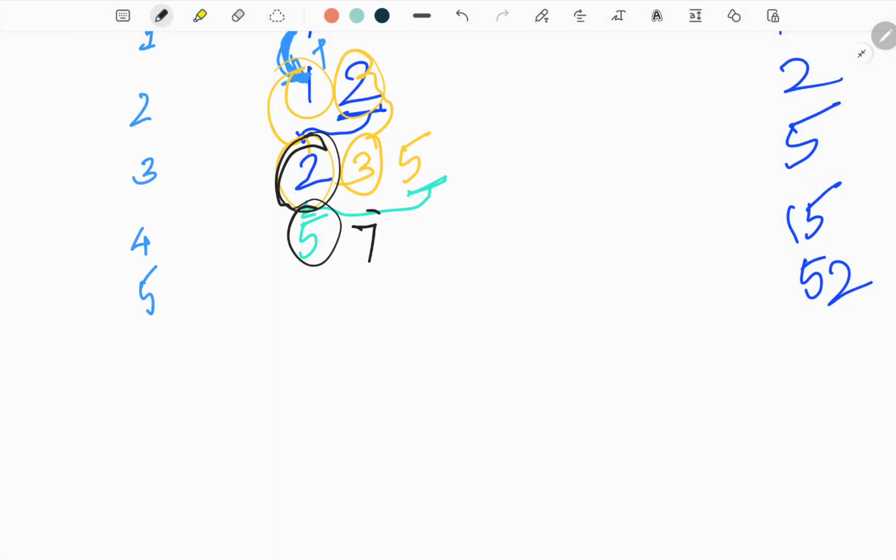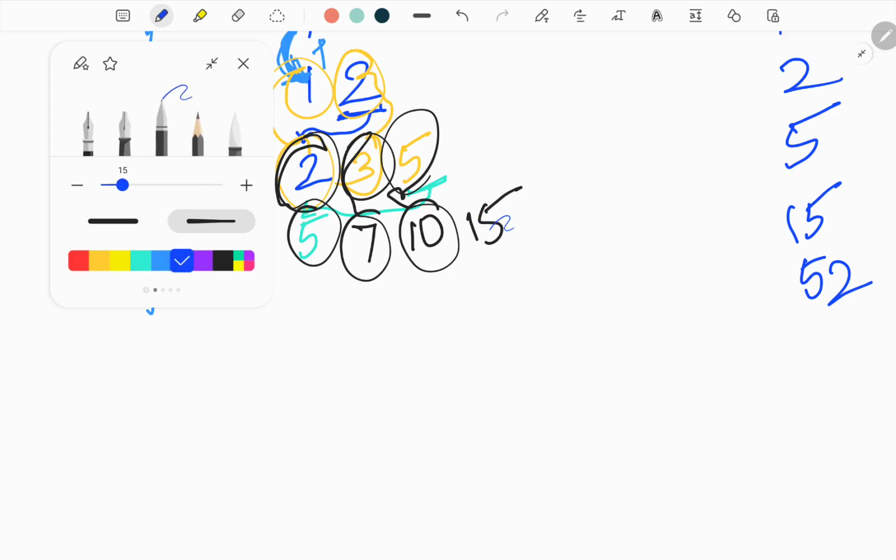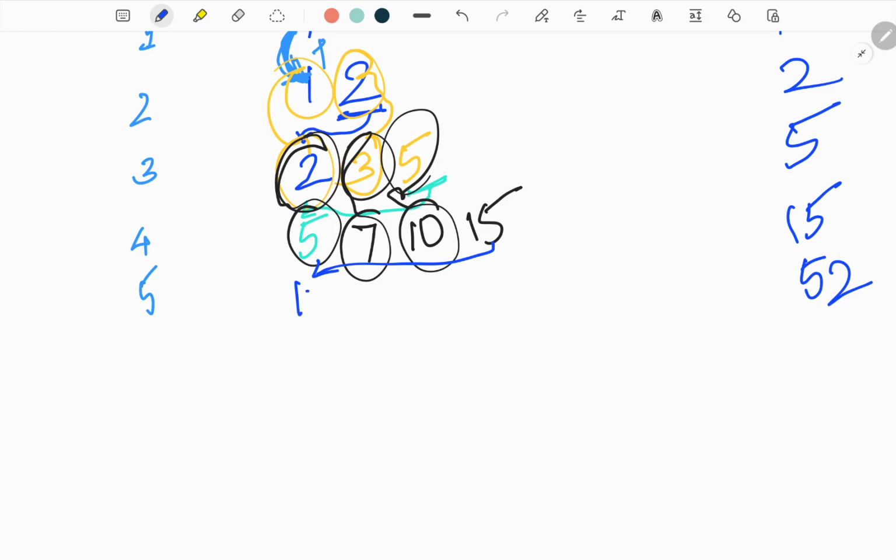5 plus 2 is 7. Then 7 plus 3 is 10. And 10 plus 5 is 15. And now 15 is the last element. So I will bring 15 down.